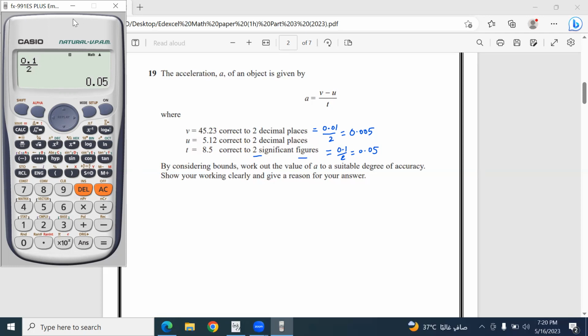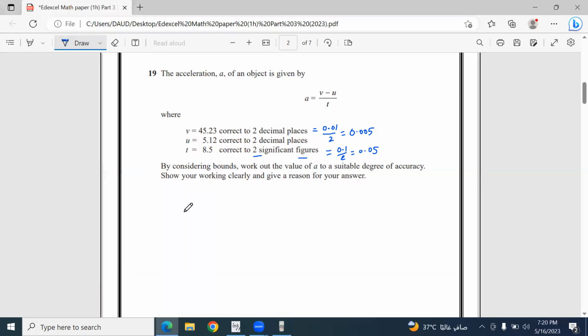So what they want, by considering bounds, means upper and lower, work out the value of a to a suitable degree of accuracy, show your working clearly, and give a reason for your answer. So we will check both maximum and minimum value. So if I try to make the rule for maximum of a, maximum of a is equal to, remember that this is division form.